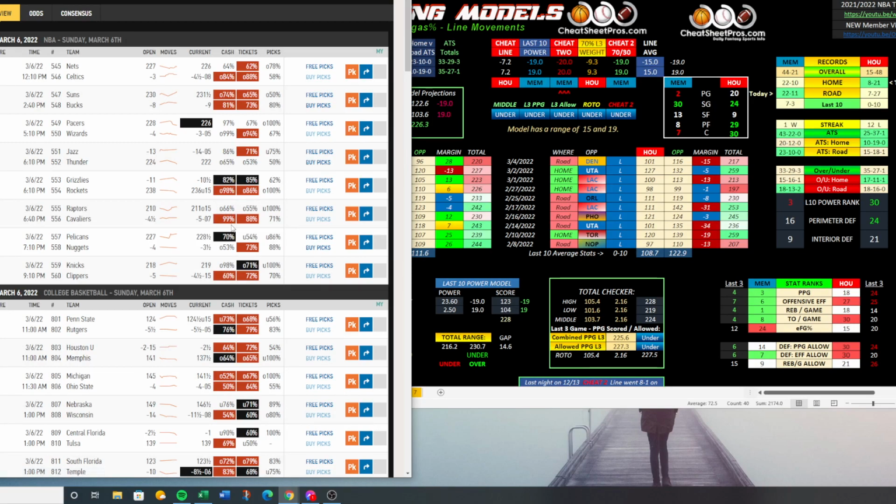And then over here, Cavaliers getting a lot of money against the Raptors. 99% of the cash and 88% of the tickets early. So a lot of people like the Cavaliers. And then nothing else really jumping out there. Here we got some over money on the Clippers and Knicks. 98% of the cash and 71% of the tickets.